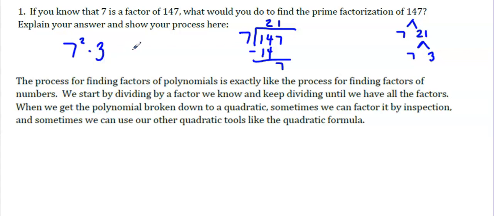The process for finding factors of polynomials is exactly like the process for finding factors of numbers. We start by dividing a factor we know and keep dividing until we have all the factors. When we get the polynomial broken down into a quadratic, sometimes we can factor it by inspection, and sometimes we can use our other quadratic tools, like the quadratic formula.